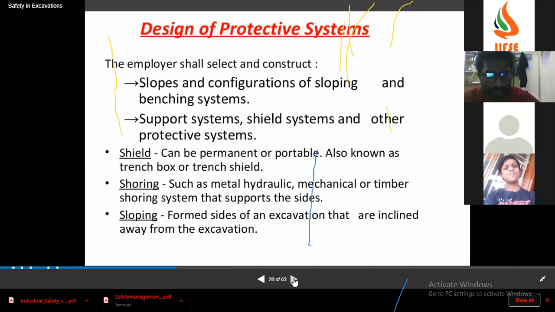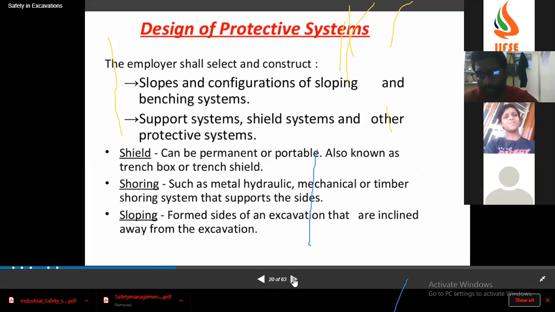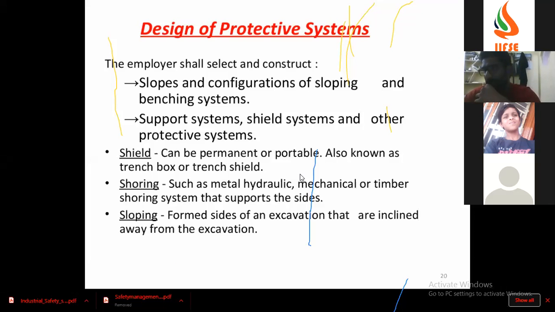Sir, this depends on the classification of soil. Shielding, shoring, yes, classification of soil. Depending upon the classification of soil, you will have shoring, benching techniques. If the soil is very loose, they will use a trench box. They will not use sloping for sandy soil. If the soil is very loose, they'll use a trench box.